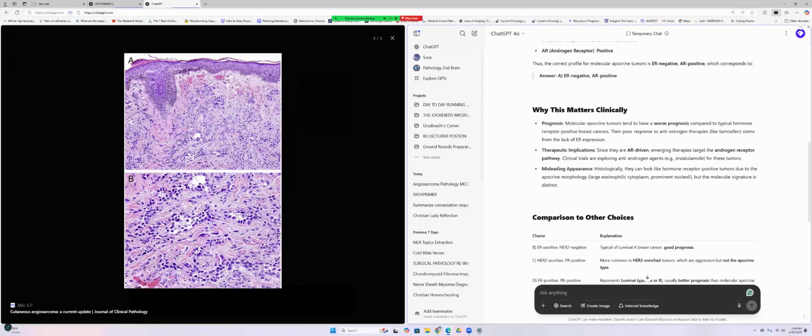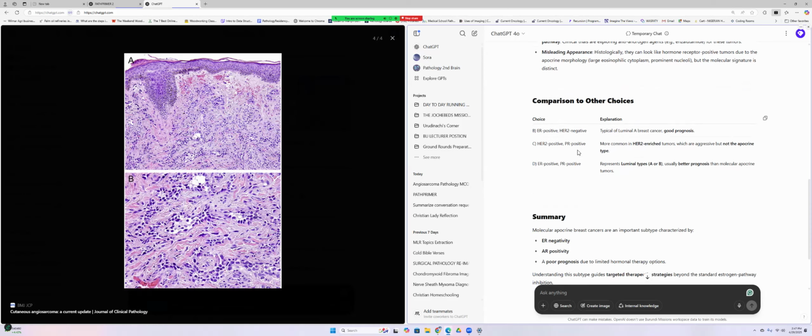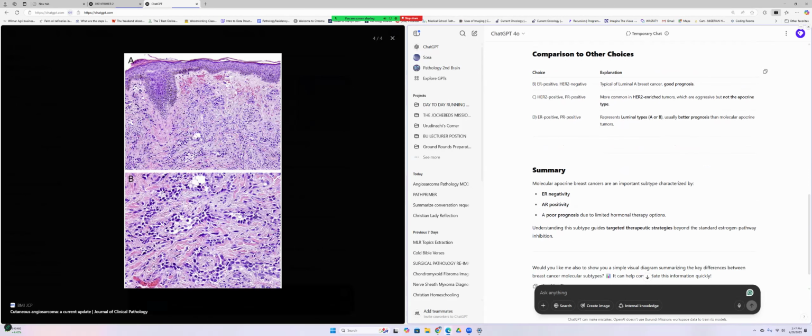Molecular apocrine tumors tend to have worse prognosis compared to typical hormone receptor positive cancers, because estrogen cannot be used. Since it's AR driven, androgen receptor targets are used, like enzalutamide, for these tumors. They can look like hormone receptor positive cancers due to apocrine morphology. They have large eosinophilic prominent nucleoli, but the molecular signature is distinct. Okay. It's more of a molecular diagnosis.